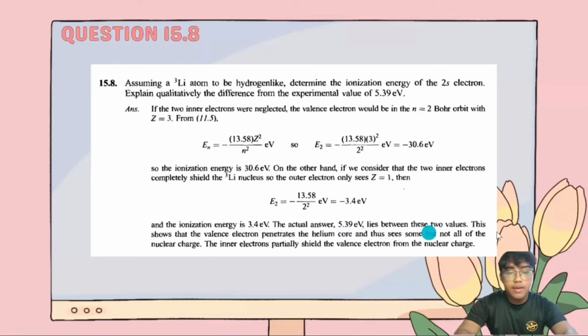This shows that the valence electron penetrates the helium core and thus sees some but not all of the nuclear charge. The inner electrons partially shield the valence electron from the nuclear charge. Okay, next question.